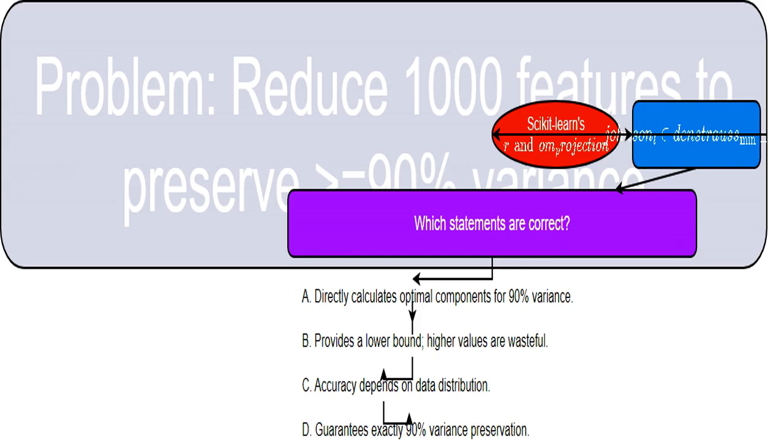We're tackling a dimensionality reduction problem. I want to shrink a dataset with 1,000 features, but I need to keep at least 90% of the original information. I'll use scikit-learn's random_projection tool to do this.